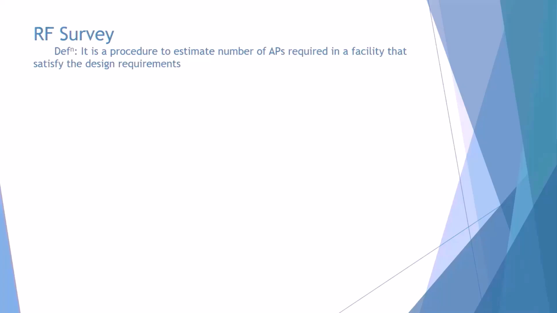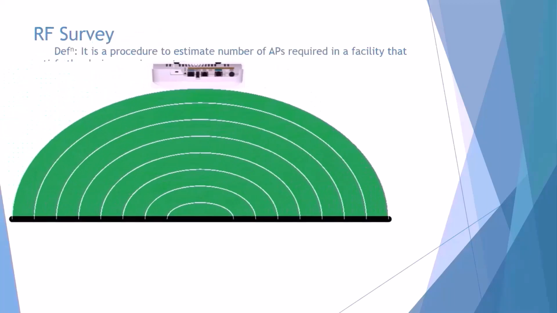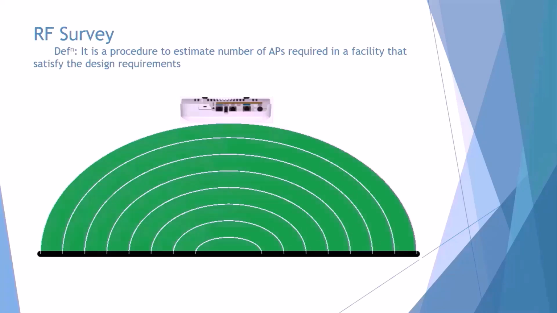RF survey. Actually, there are plenty of ways you can define the term RF survey. I have included a brief one here for you, but in brief, the way I see it, it's a procedure followed by Wi-Fi engineers to identify the number of required access points to be deployed in a facility, not only to provide wireless coverage or an adequate coverage, but also to satisfy the capacity requirements as demanded by the wireless stations in that facility.